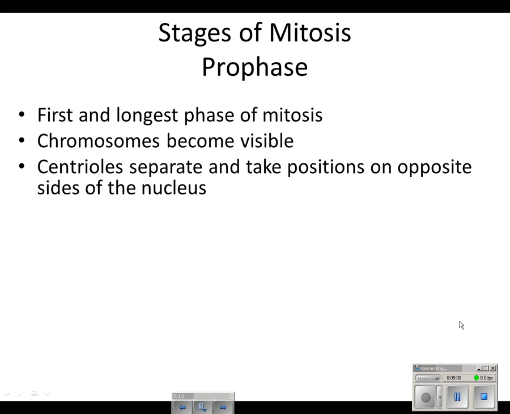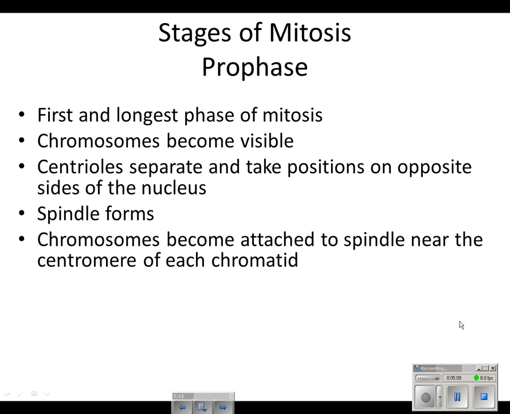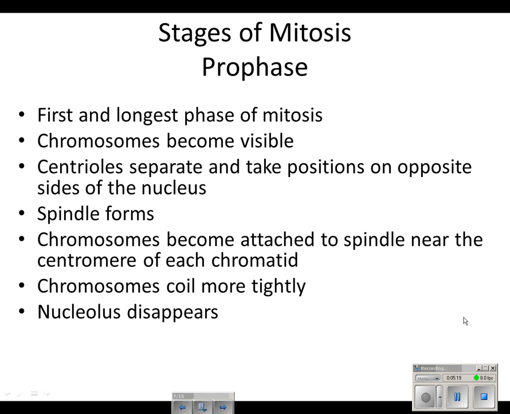The plant cells don't have centrioles, but they're still able to form a spindle like the animal cells do. So the spindle will form, and the chromosomes then become attached to the spindle near the centromere of each chromatid. And the chromosomes actually coil even more at this point. And the nucleolus is going to disappear, and so is the nuclear envelope.